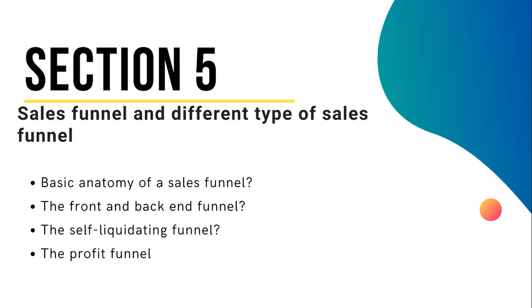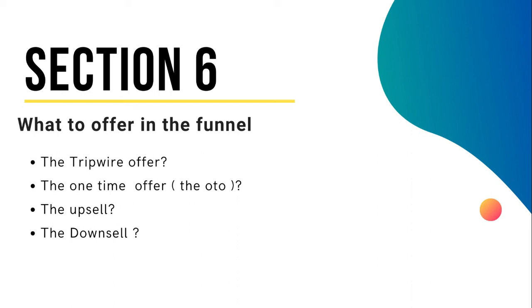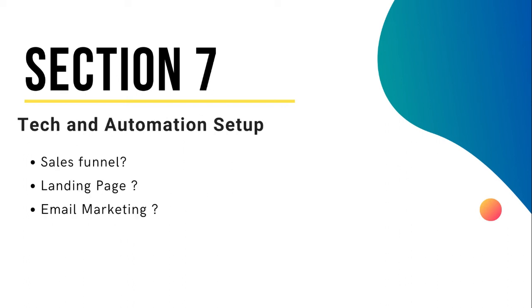Section 6 is about what to offer in your funnel. Lesson 1 is the tripwire offer, and the one-time offer. Lesson 3 is the upsell, and lesson 4 is downsells.